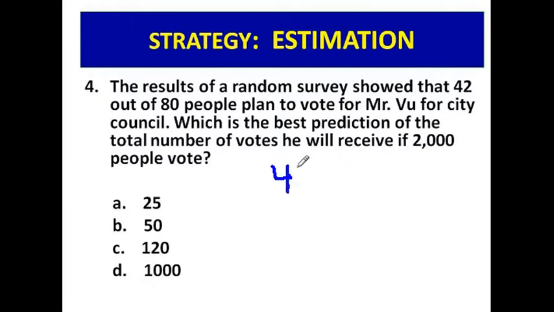I'm going to try to set this up. I know, it looks like a kindergartner's writing this. If 42 people out of 80 plan to vote for Mr. Vu, if I'm going to estimate, that means I'm allowed to round. So I'm going to round this to 40 out of 80.